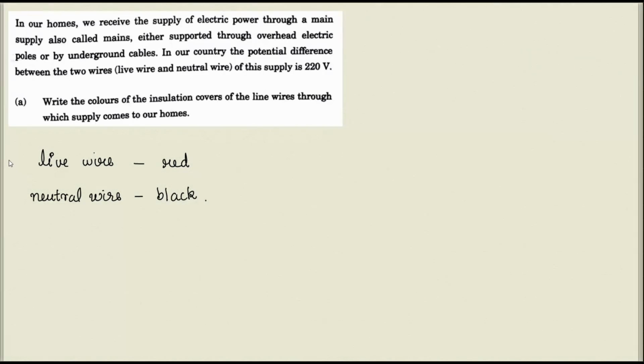So always remember, this will be like this only. Live wire will be having an insulation of red color, neutral wire has an insulation of black color. Now, when we consider the earth wire also, earth wire has an insulation made of green color. Keep that in mind.